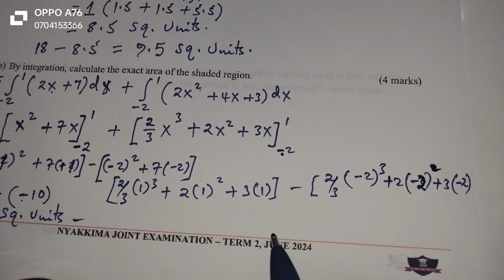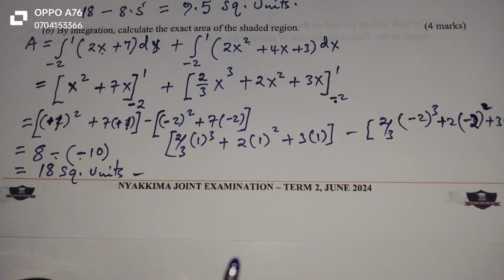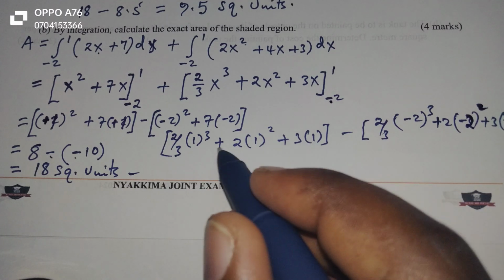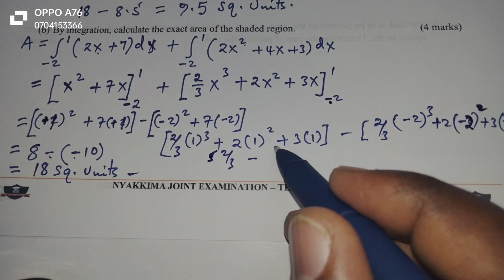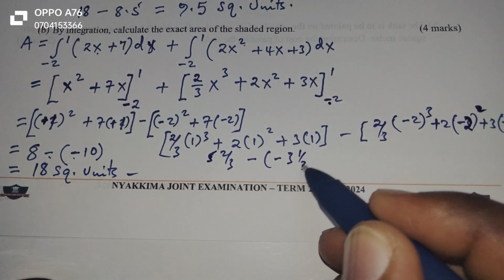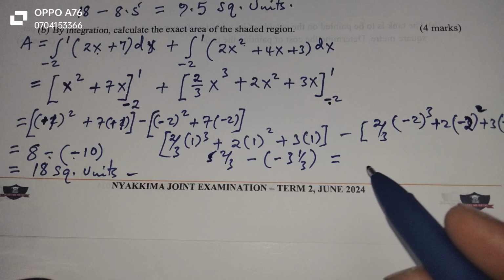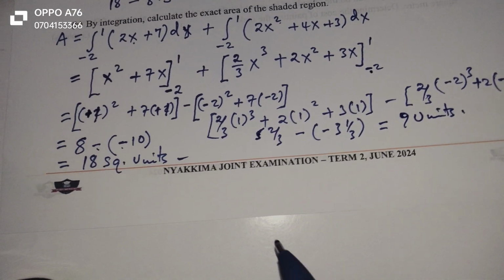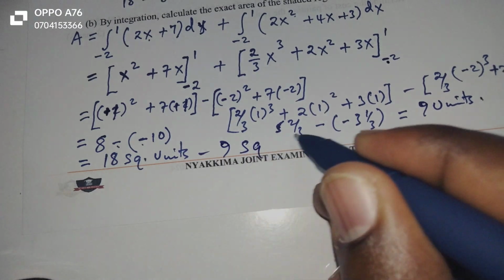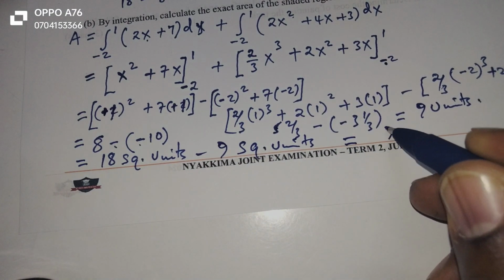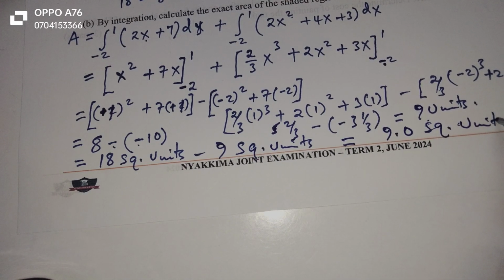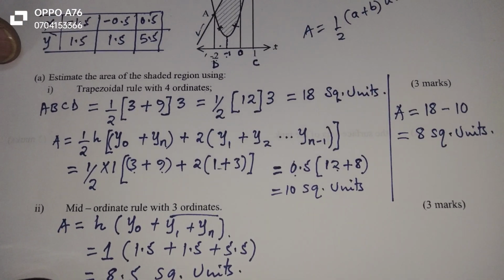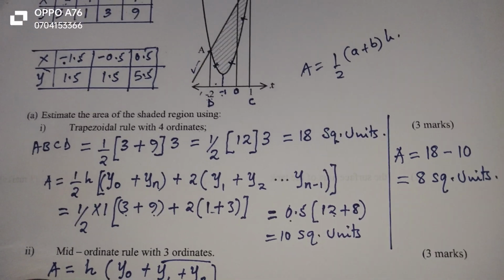So with that, now we can substitute in the calculator, and we shall have minus this one, into the calculator becomes 5 and 2/3, then minus negative 3 and 1/3. So when we combine this, it becomes an addition, and we shall have exactly 9 units. So with 18 units minus 9 square units, we shall get the area as 9.0 square units. So the area by integration is 9.0, the area by the mid-ordinate is 9.5, and the area by the trapezium rule is 8.0 square units.